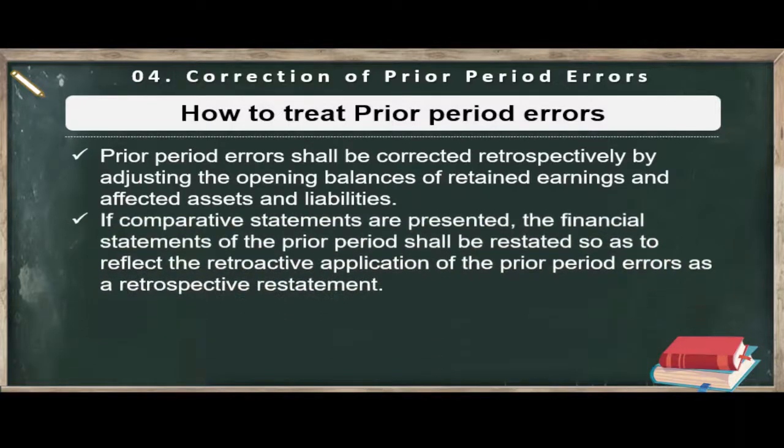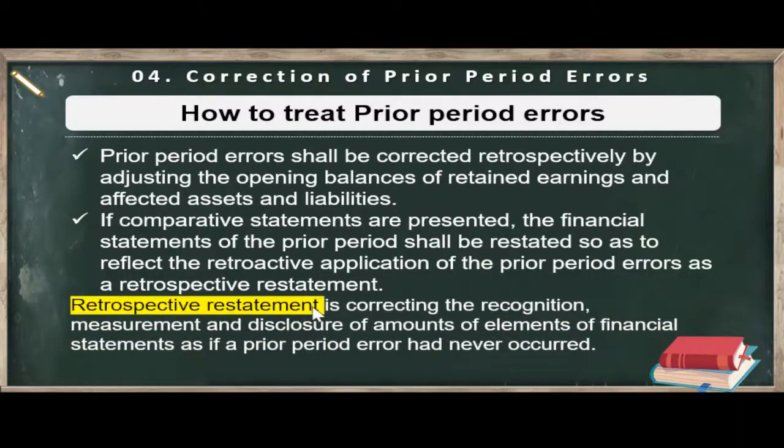If comparative statements are presented, the financial statements of the prior period shall be restated so as to reflect the retroactive application of the prior period errors as a retrospective restatement. And what do we mean by retrospective restatement? This is correcting the recognition, measurement, and disclosure of amounts of elements of financial statements as if a prior period error had never occurred.